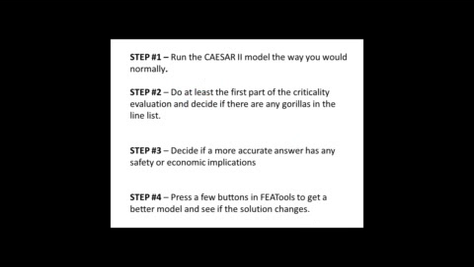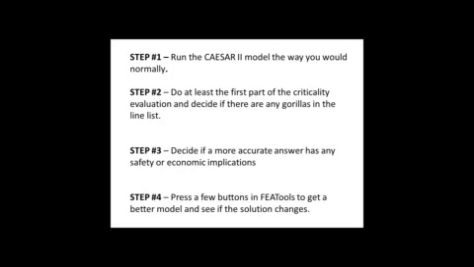But when we need the extra consideration, we need to be able to identify the gorilla in the room or the hoodlum in the room. And that's the objective of this webinar. So step 1, we would normally run the Caesar model the way you would every time. Next, we would take a look at the first part of the criticality evaluation, because then we know if we've got any high stress areas, any tight areas, any gorillas in that line.